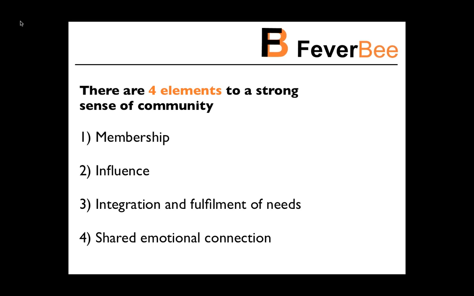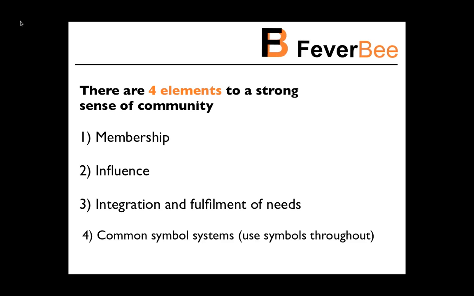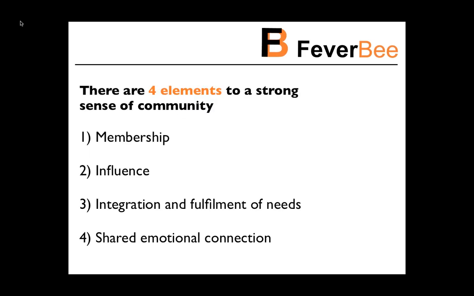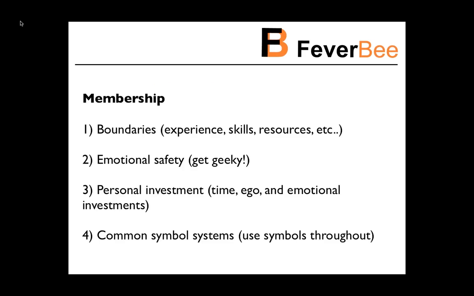So there are 4 elements to a strong sense of community. The first one is membership. The second is influence. The third is integration and fulfillment of needs. And the fourth is shared emotional connection. I'm going to go through each of these now.